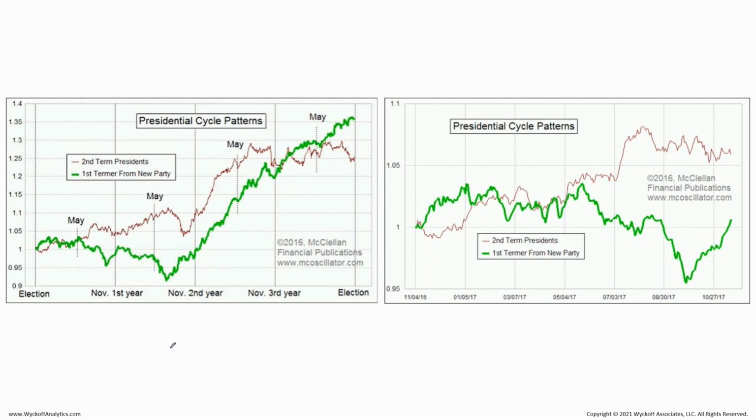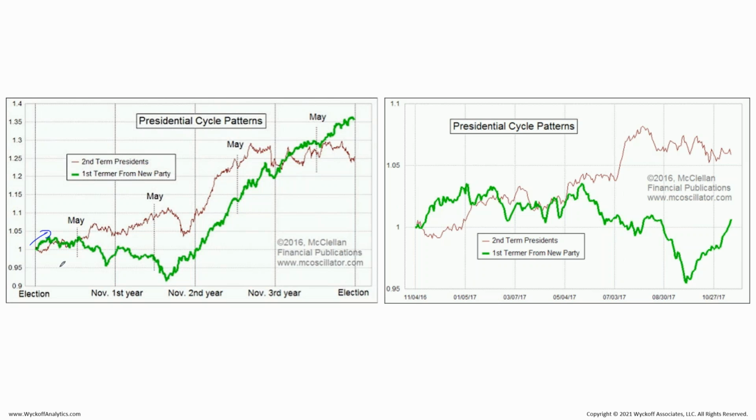is that if you look at the chart on the left, this represents the 4 years of the presidency, starting with the election. And Tom does a unique thing. He marks the actual election day as the vertical line on the chart. And so that's election day. And you can see that following election day, there's a bit of a rally in the market. We've had exactly that. And the green line represents when you have a first term administration, first term president from a new party.